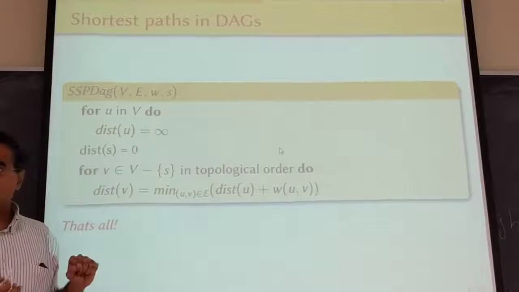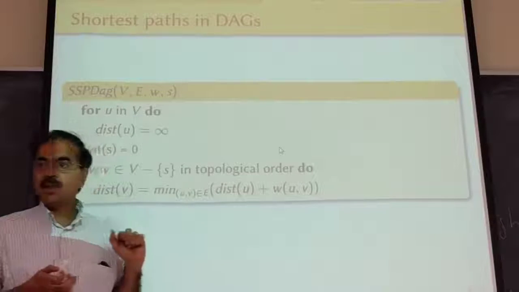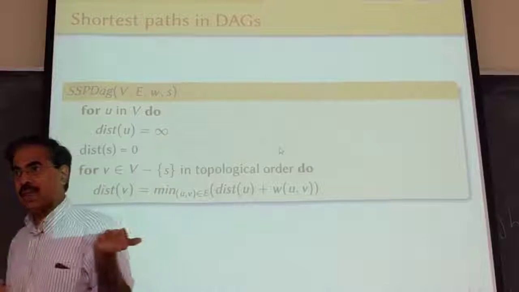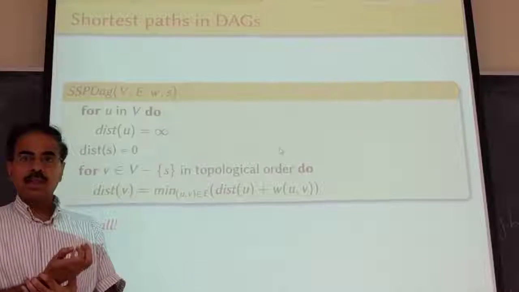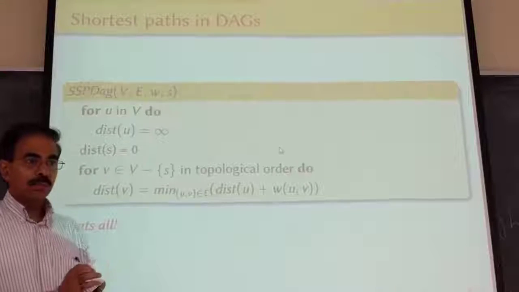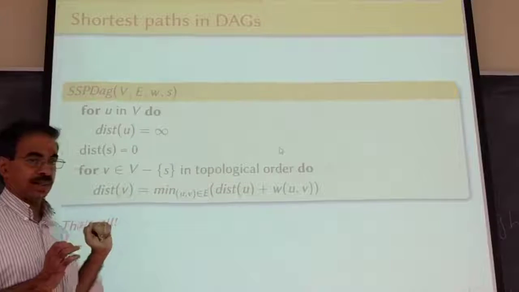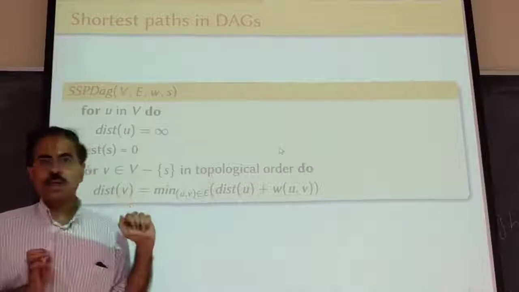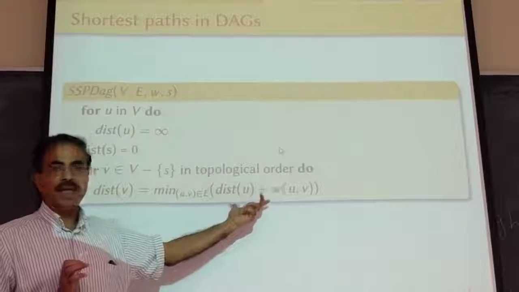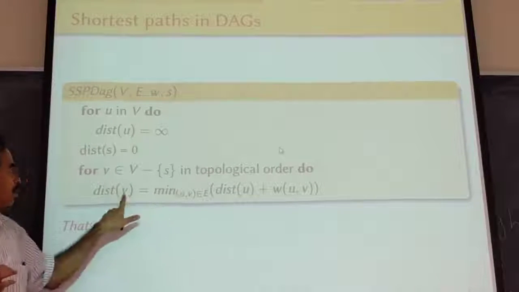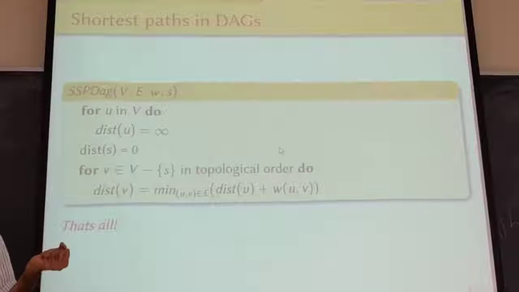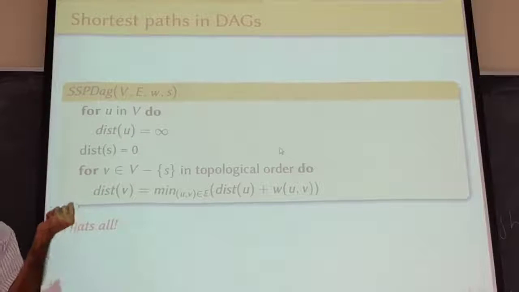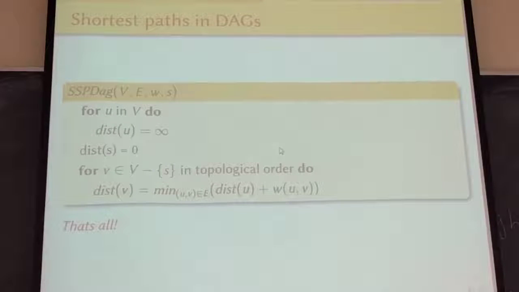distance we have computed for u so far, plus the weight of the edge from u to v, right? And we take the minimum across all of the parents of v, and now that should be the minimum distance to v, right? So the only difference between this and Dijkstra's algorithm is that in this case, we don't have to keep doing this many times, because we know the time to check this is when v is being output by the topological sort.